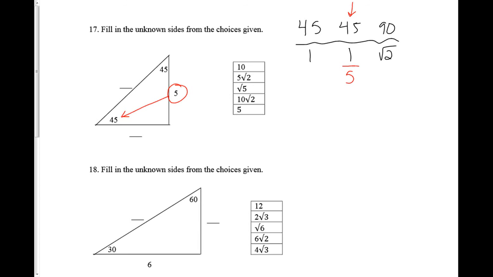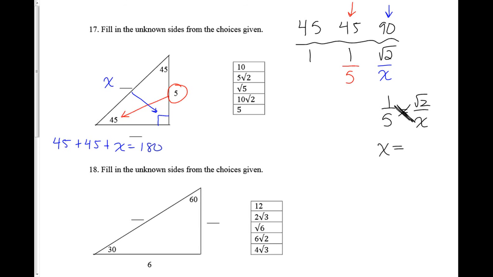Now I need to decide what I'm going to find next. So I'm just going to call that side x. This side is across from this missing angle right here. And I know 45 plus 45 plus the missing angle has to equal 180, which means this missing angle is 90. So I go beneath the 90 is a square root of 2, and I make a fraction with the square root of 2. I'm going to take these two fractions and set them equal to each other. I cross multiply, and I get x is equal to 5 times the square root of 2.